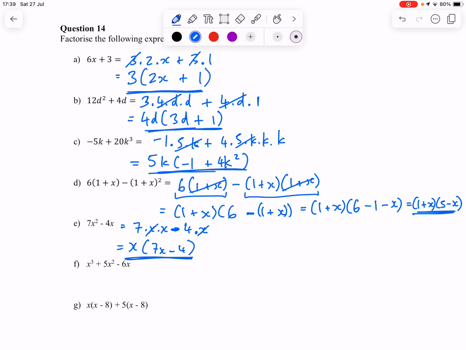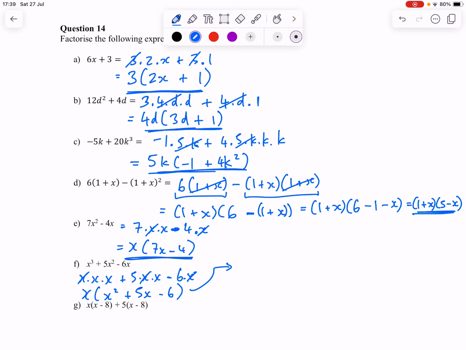Okay, we got 3 terms here, but always try common factors. x cubed is x times x times x. 5x squared is 5 times x times x. Take 6 times x. The only common term in all of those is an x. So the x goes outside the set of brackets. What do you have left over? In the first term is x squared. In the second one is 5x. Take 6.